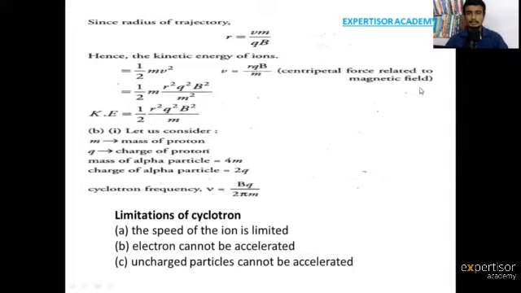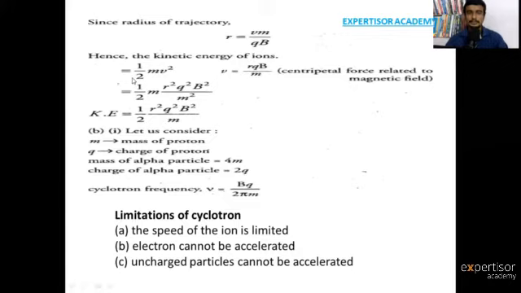Centripetal force is related to the magnetic field. So this concept is derived from the centripetal force. That is the speed of the positively charged particle which is revolving in between the two D's. Hence, the kinetic energy of ions.